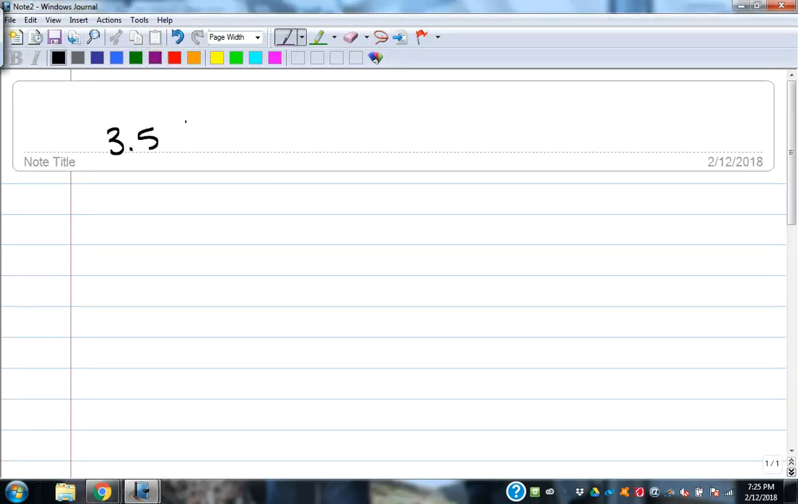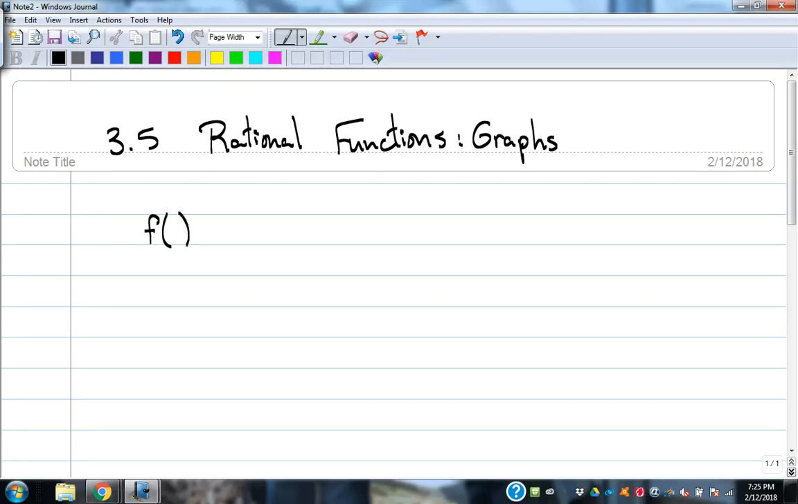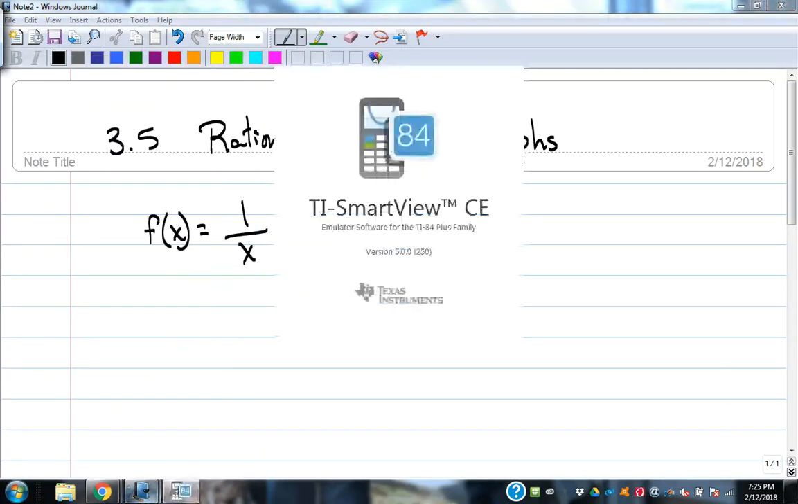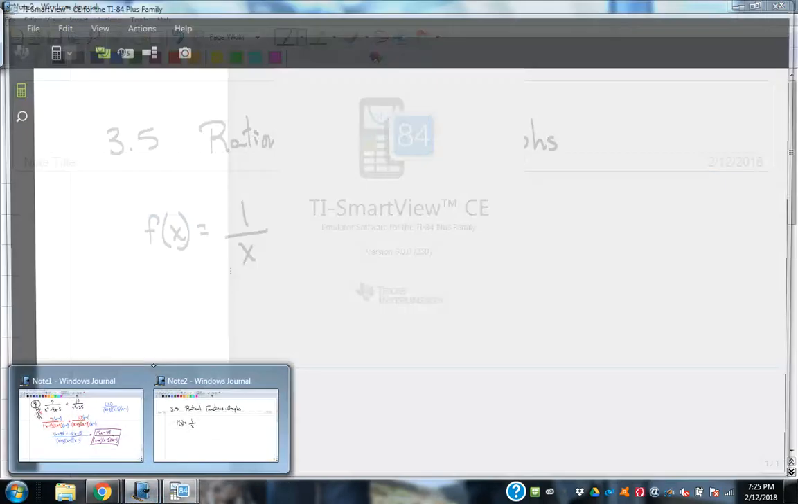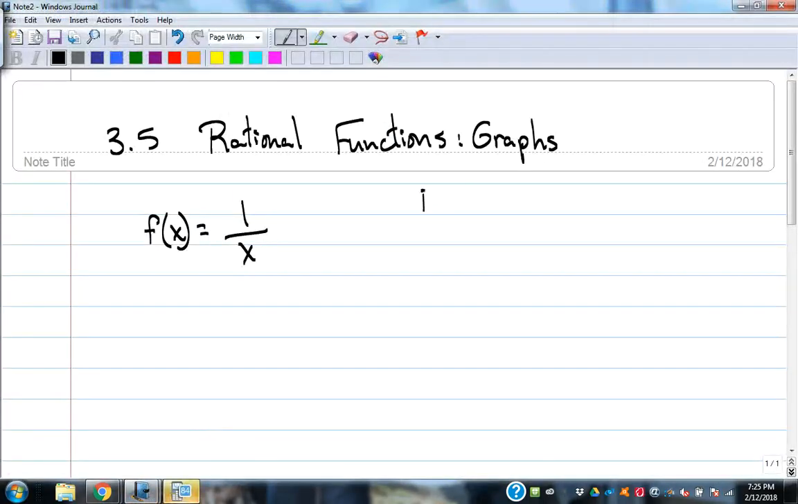Section 3.5. Rational functions and their graphs. A rational function, the parent function for that is 1 over x. I'm going to open up my graphing calculator because we're going to use it some in a minute. Okay. So, rational functions typically have a domain. Well, this one would have a domain where x does not equal 0.